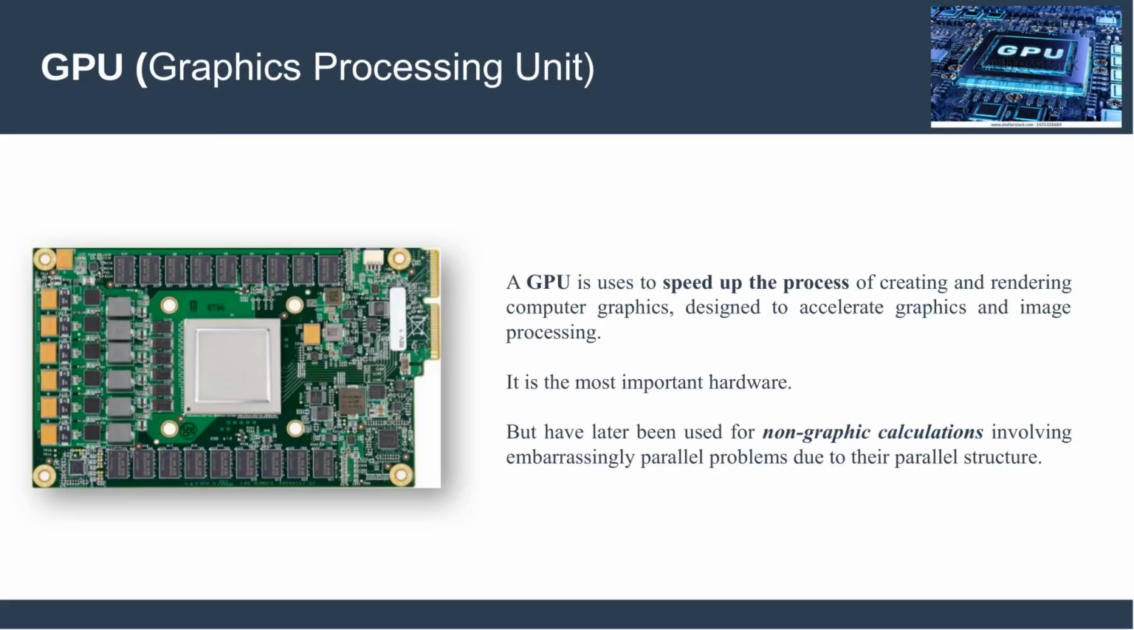A graphics processing unit, GPU, accelerates graphics and image processing, crucial for rendering computer graphics. Its parallel structure makes it ideal for non-graphic calculations, especially embarrassingly parallel problems. This versatility has expanded its role beyond graphics, enhancing computational efficiency in various fields.